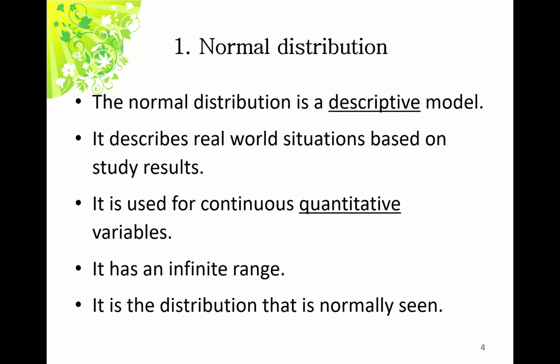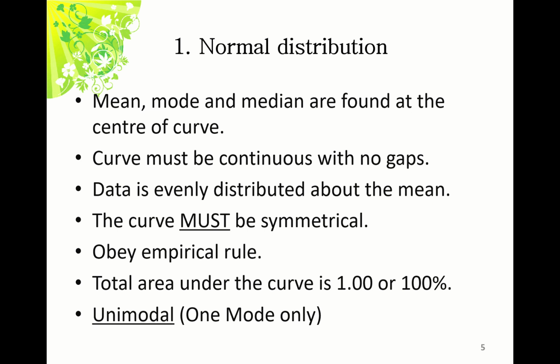So this is a distribution curve. This normal distribution curve is a descriptive model. It's for quantitative, that means you can calculate. It has infinite range, it can go on and on. And this is, of course, a distribution that's normally seen. That's why it's called a normal distribution curve. The mean, mode, and median are found at the center of the curve. So when you draw a normal distribution curve, the mean will always be in the center.